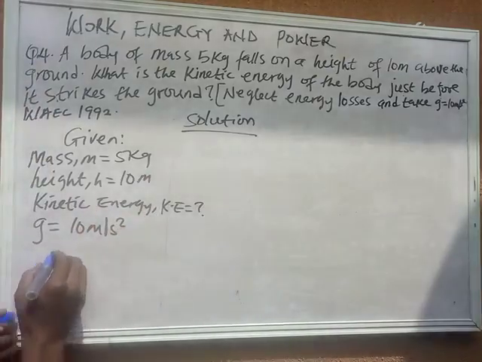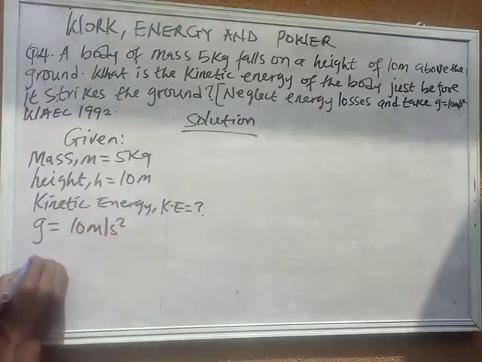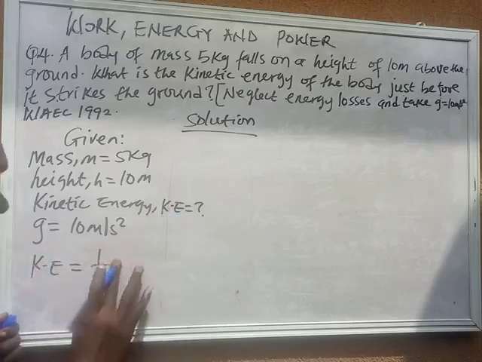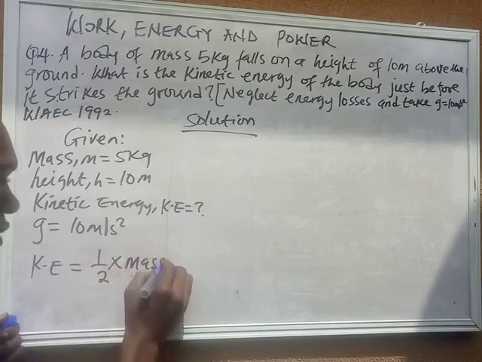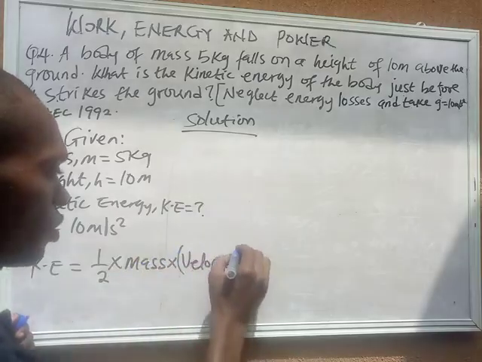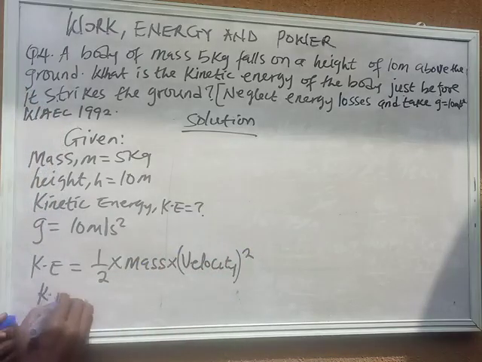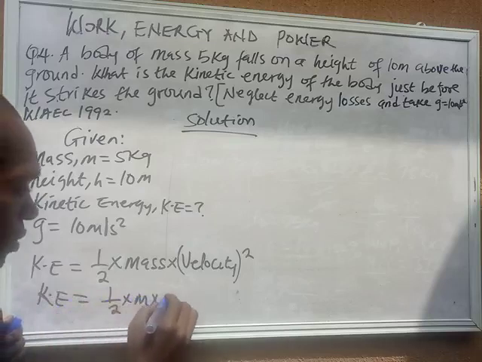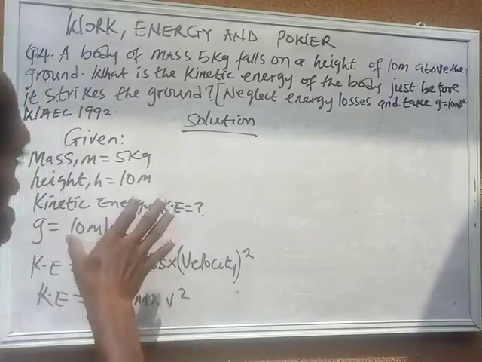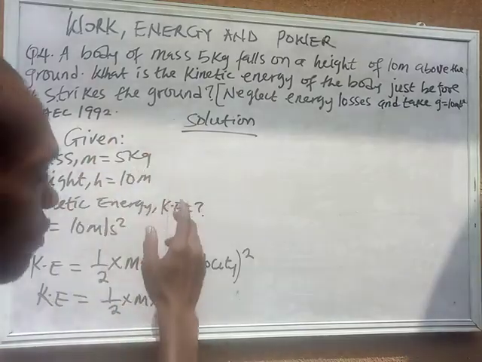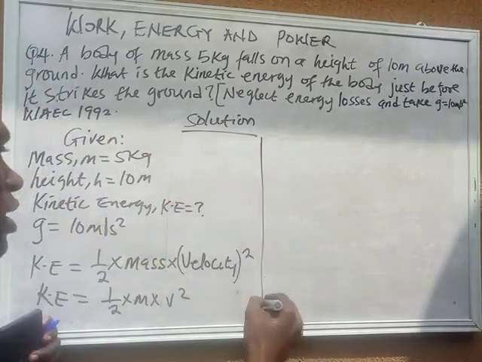Now, the formula for kinetic energy is KE, which stands for kinetic energy, is equal to 1/2 times mass times velocity squared. So KE is the same thing as 1/2 times m times v squared. But if you look at this question, we don't have v given to us. Mass is given, but we don't have v. So therefore, it means we can get our v.